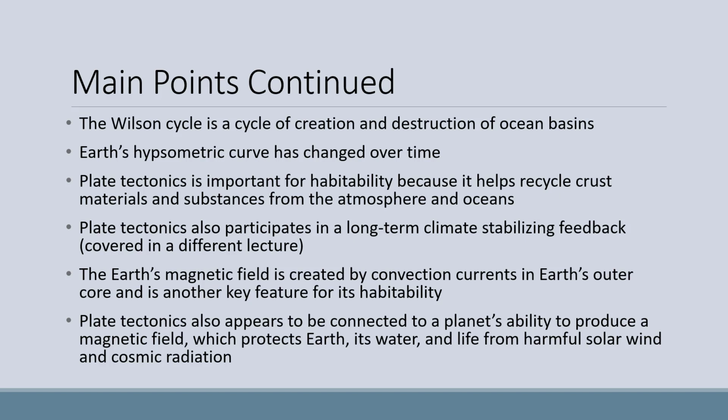The Earth's magnetic field is created by convection currents in Earth's outer core and is another key feature for its habitability. Plate tectonics also appears to be connected to a planet's ability to produce a magnetic field, which protects Earth, its water, and life from harmful solar wind and cosmic radiation.